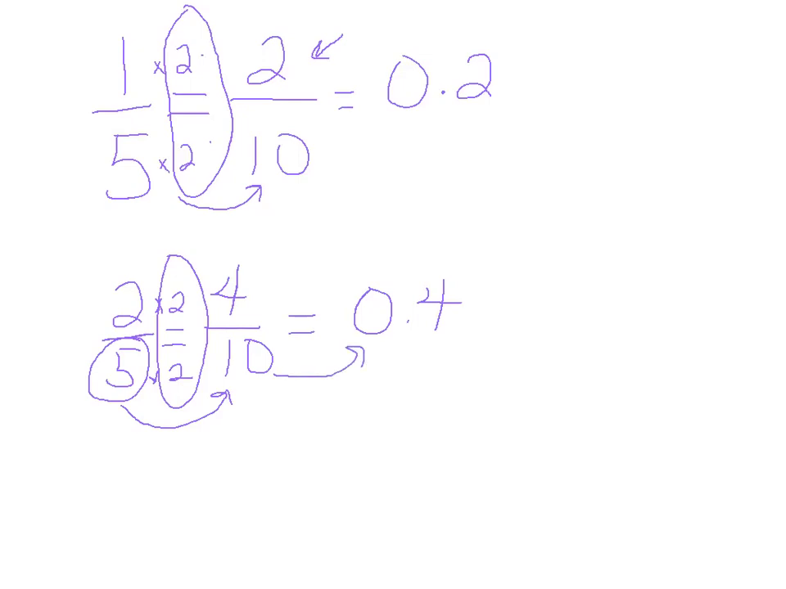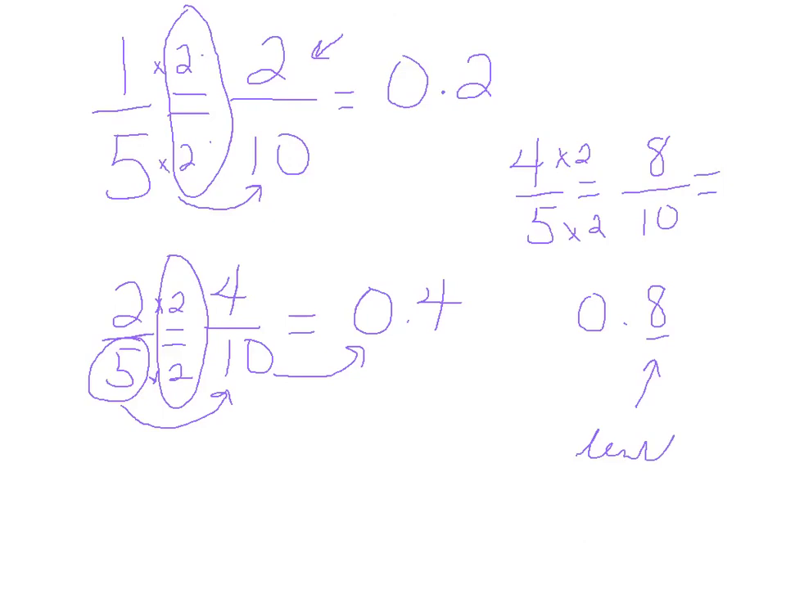Let's do one more. Let's say 4/5. If I multiplied a fifth by 2, I know it would be over 10. 5 times 2 is 10. 4 times 2 is 8. 8 tenths. On the first, you showed that you could definitely write 8 tenths as a decimal. 8 in the last place is in the tenths. So this would be 8 tenths.